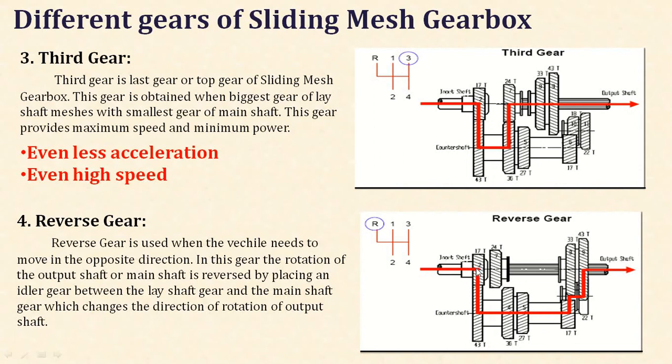The input is provided through the constantly meshing gear, and from the smallest gear to the idler gear, we can reverse the direction with the help of the idler gear, and that is provided to the output shaft or main shaft. So at the time of propelling the vehicle in the opposite direction, we require this type of reverse gear. Now you can see the animation in this.